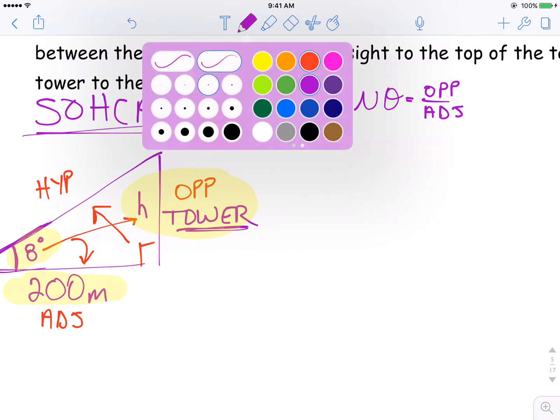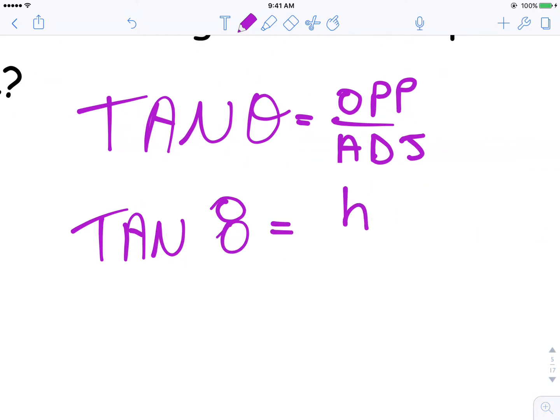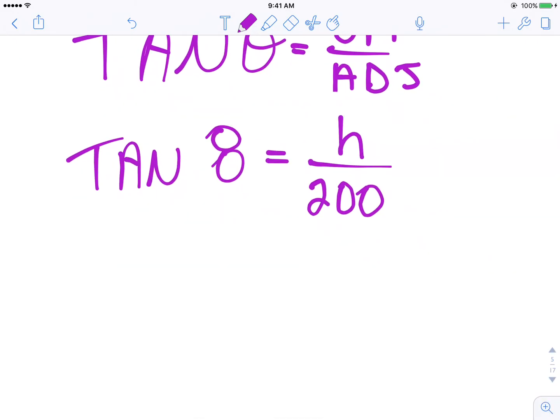Next step, substitute into that equation. Tangent, it's 8 degrees because that's the angle I was given. My opposite side is my height. That's what I'm looking for. My adjacent side was the 200-meter distance to the base of the tower. From here, what I showed you before was to calculate this to 4 decimal places. But I'll show you right now how you can save yourself a little bit of grief and not having to write those numbers down all the time.